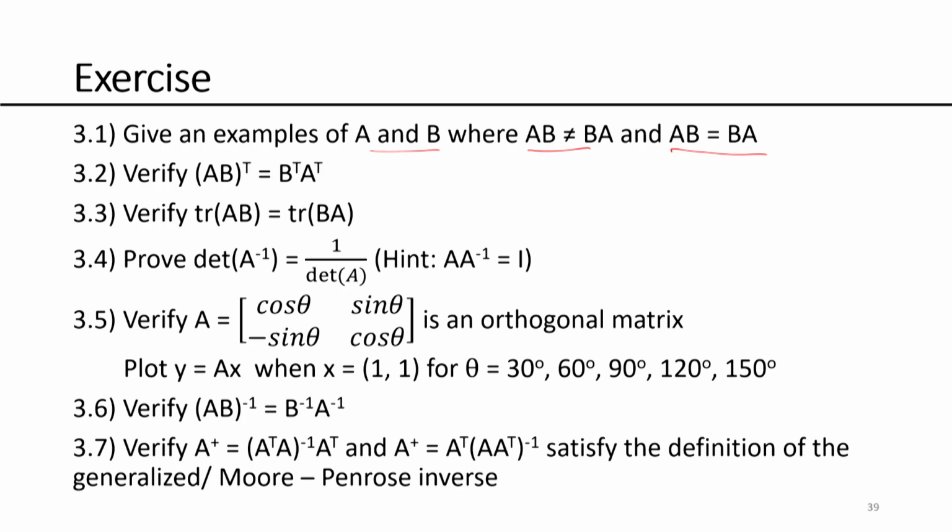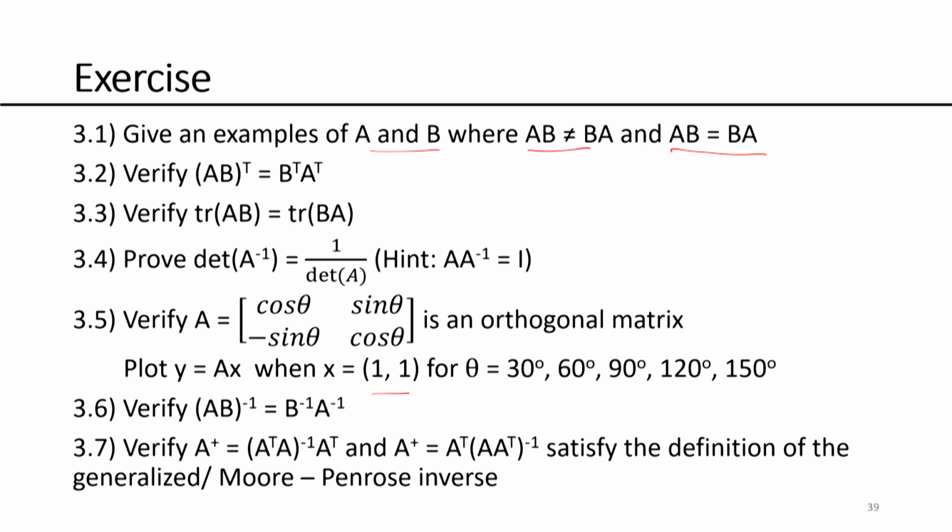That's right. Verify that the transpose of AB is B transpose A transpose. Verify trace of AB is trace of BA. Prove that the determinant of A inverse is 1 over the determinant of A. I've given you a hint on that. Verify A is equal to the orthogonal matrix with cosine theta, sin theta. Then what I would like you to do is pick A as 1, 1 and plot y equals Ax when theta is 30, 60, 90, 120, 150. You can actually see the action. Verify the inverse of AB is B inverse A inverse.